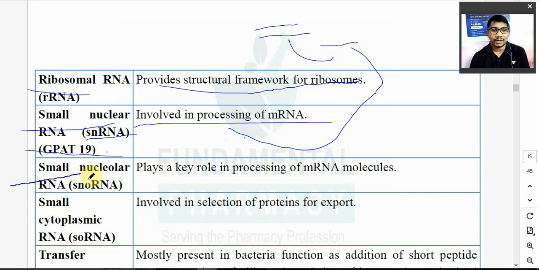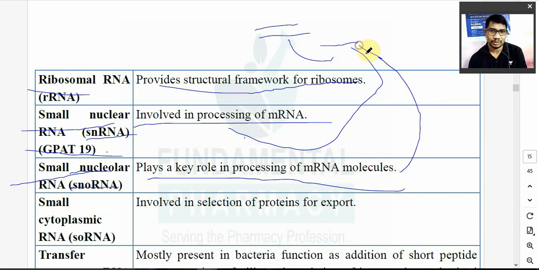Then small nucleolar RNA, स्मॉल न्यूक्लियर आरएनए snRNA, स्मॉल न्यूक्लियोलार आरएनए, तो यहाँ पे snoRNA, न्यूक्लियर मतलब snRNA, न्यूक्लियोलार मतलब snoRNA. So it plays a very important role in again the processing of mRNA molecule, plays a key role in the processing of mRNA molecule. Again same thing like nuclear RNA. जैसे न्यूक्लियर आरएनए काम करता है, प्रोसेसिंग का वही काम कौन करता है, snoRNA.